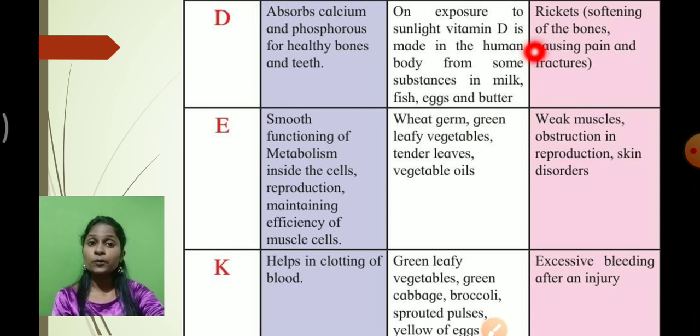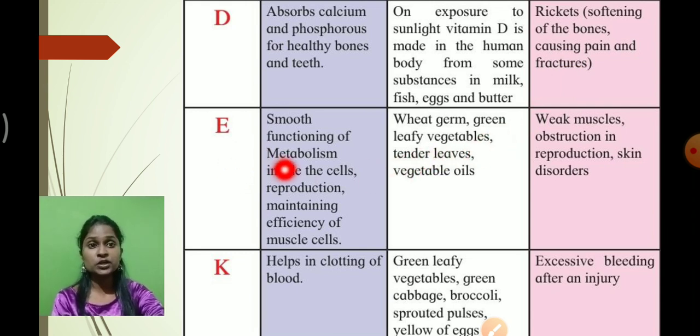If vitamin D is very low in our body, then we might suffer from rickets. What is the meaning of rickets? A softening of the bones. The bones might suffer, and the patient might suffer from bone and joint pain, etc.